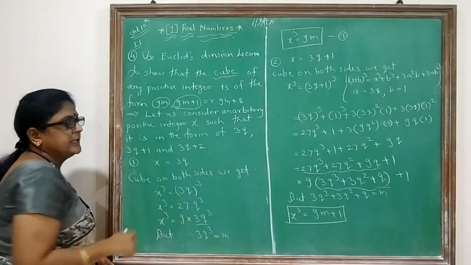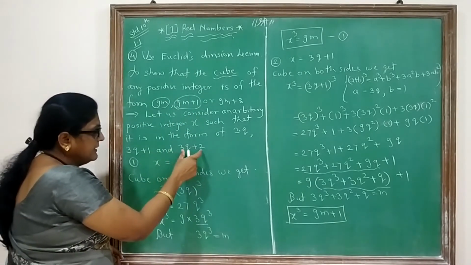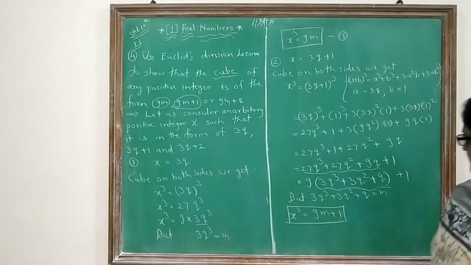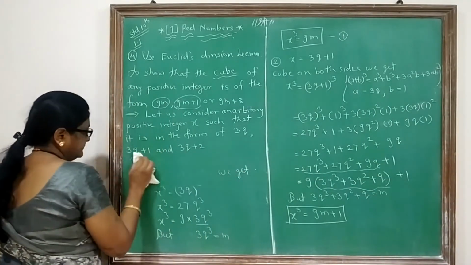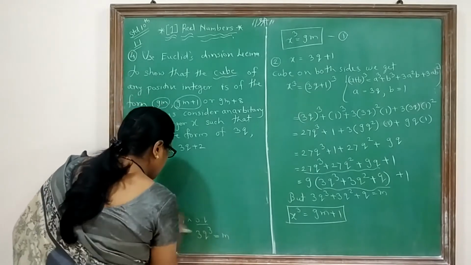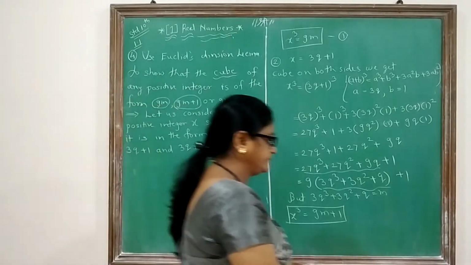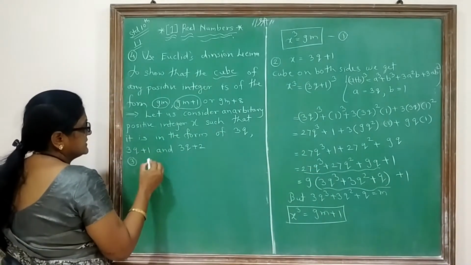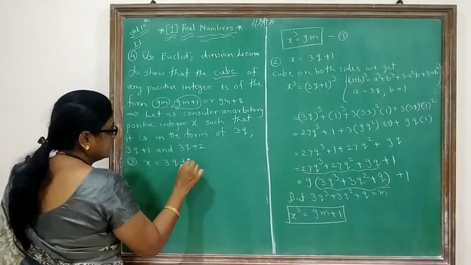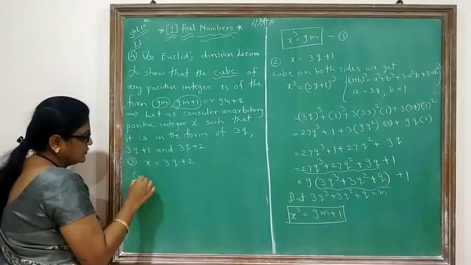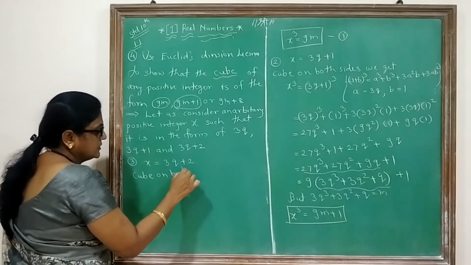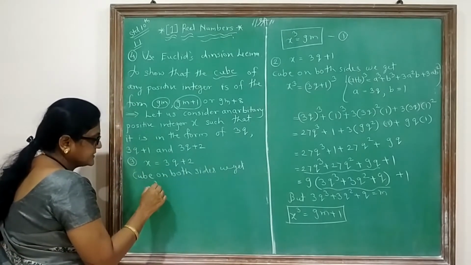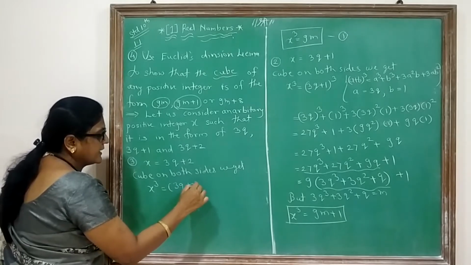And your last value is 9m plus 8. And you will take which form? 3q plus 2, same type. Then write the next condition, the third condition. Your third condition is x equal to 3q plus 2. Then again cube on both sides, we get x cube equal to 3q plus 2 whole bracket cube.